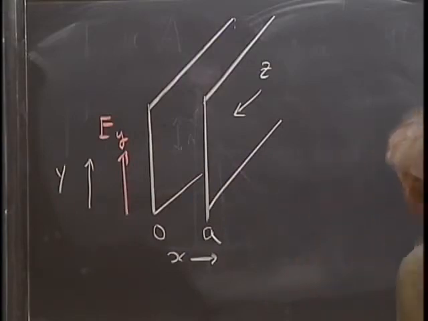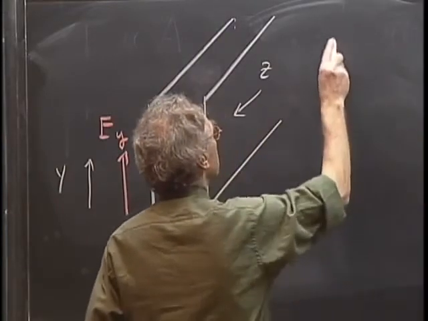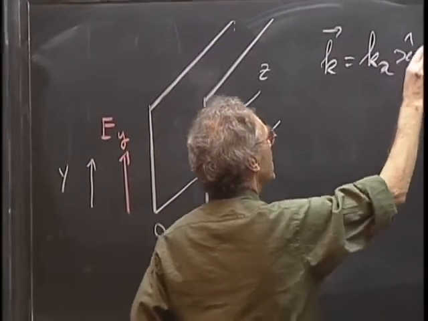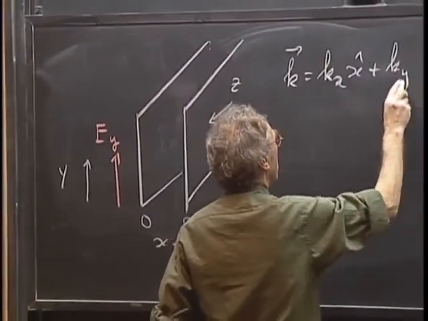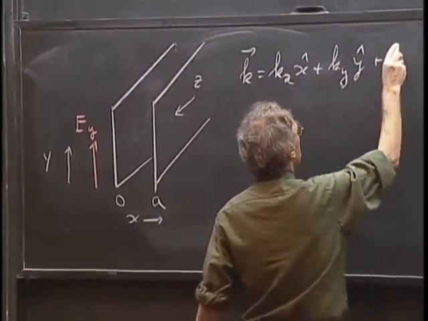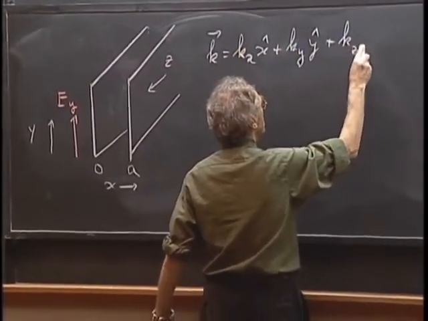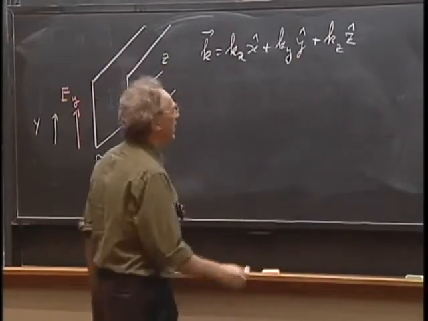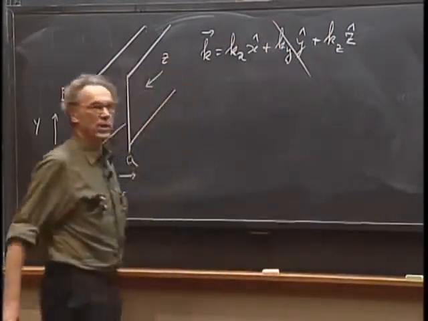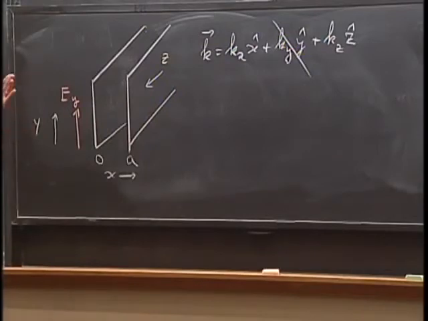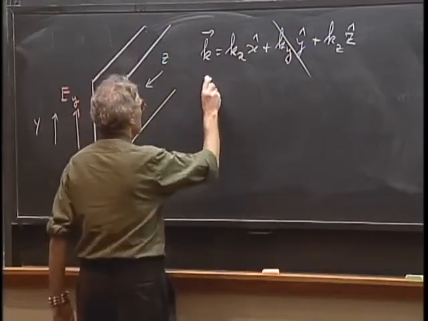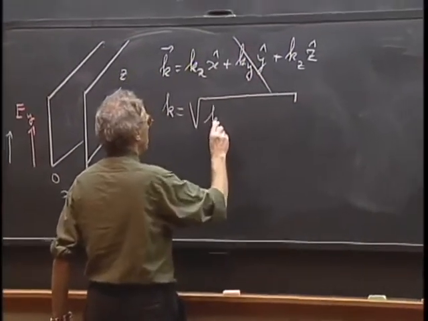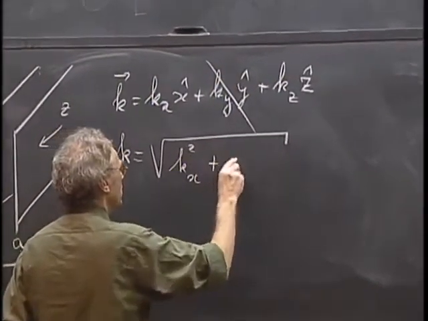Well, K, this is beginning to be boring now, it's Kx times x roof plus Ky y roof plus Kz z roof. And the K, this, by the way, is 0 because there's no dependence of the E field in the y direction. So Ky is 0. So K is the square root of Kx squared plus Kz squared.